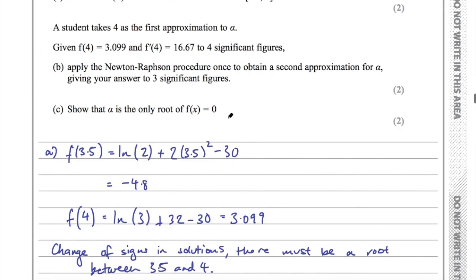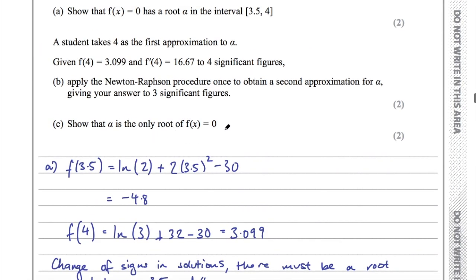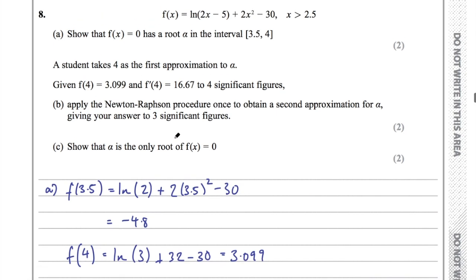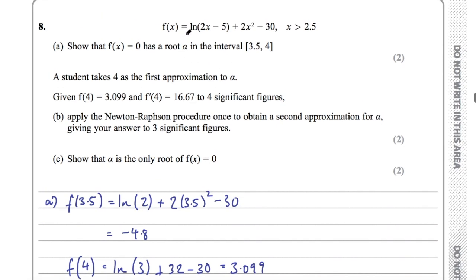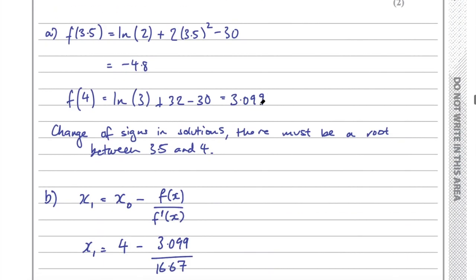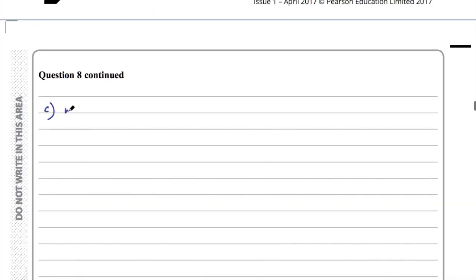Then part C says, show that alpha is the only root of f of x equals 0. Okay, so when f of x equals 0, all of this is going to equal 0. So let's write that down. So C, when f of x equals 0, the log of 2x minus 5 plus 2x squared minus 30 equals 0. Now there are a couple ways to do this.